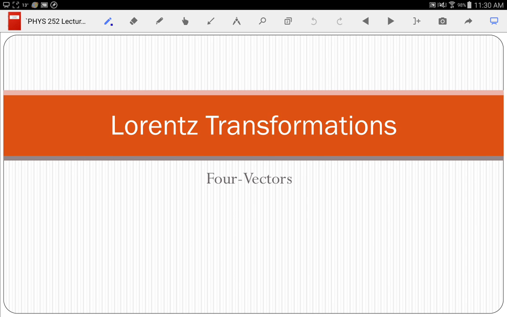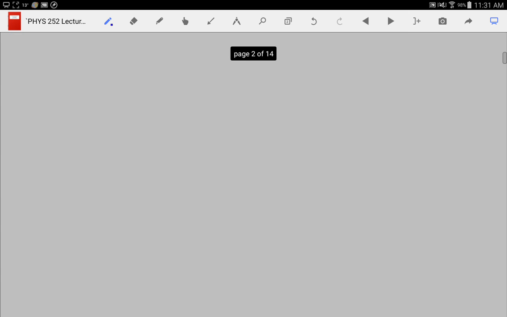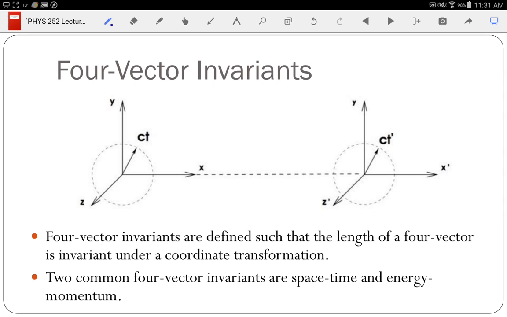Today we're still going to be looking at relativity, and we're going to talk about four vectors and Lorentz transformations. So at this point you've at least heard the word Lorentz. You know that you have that Lorentz factor. And we're going to learn about four vectors, which are an interesting concept.